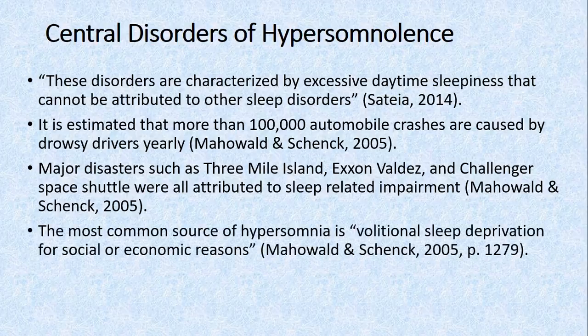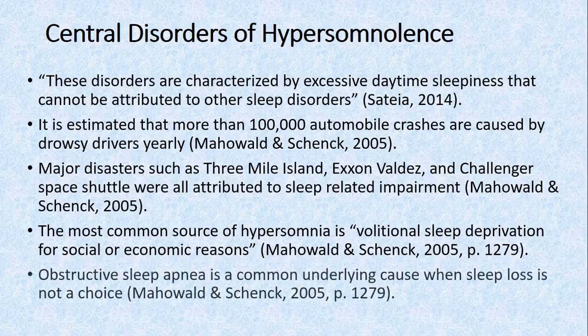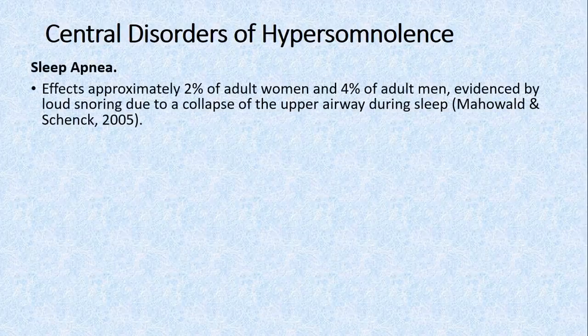According to Maywald and Schenk, the most common source of hypersomnia is volitional sleep deprivation for social or economic reasons. However, when sleep loss is not a choice, obstructive sleep apnea is a common underlying cause. Sleep apnea affects approximately 2% of adult women and 4% of adult men. It is evidenced by loud snoring due to a collapse of the upper airway during sleep.